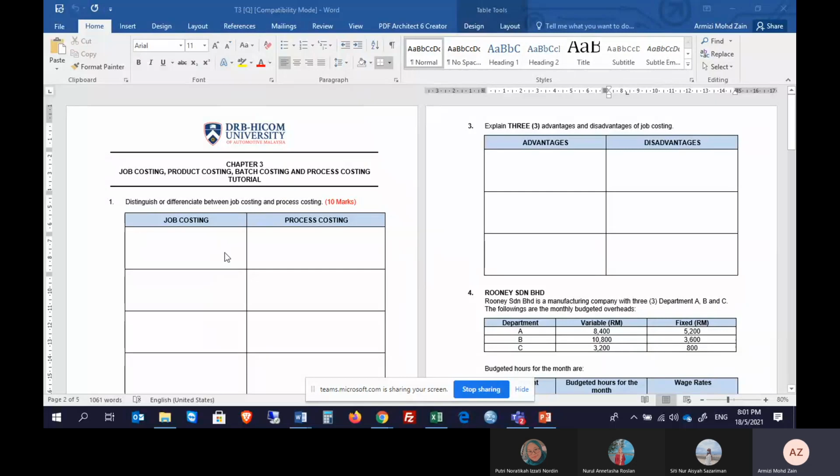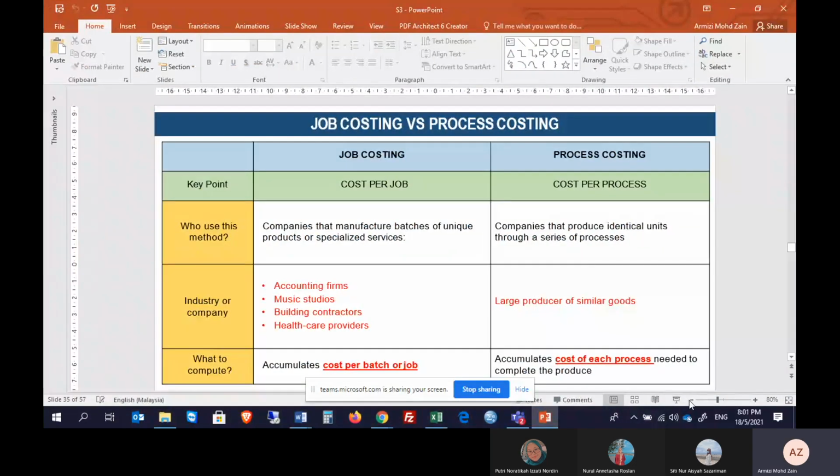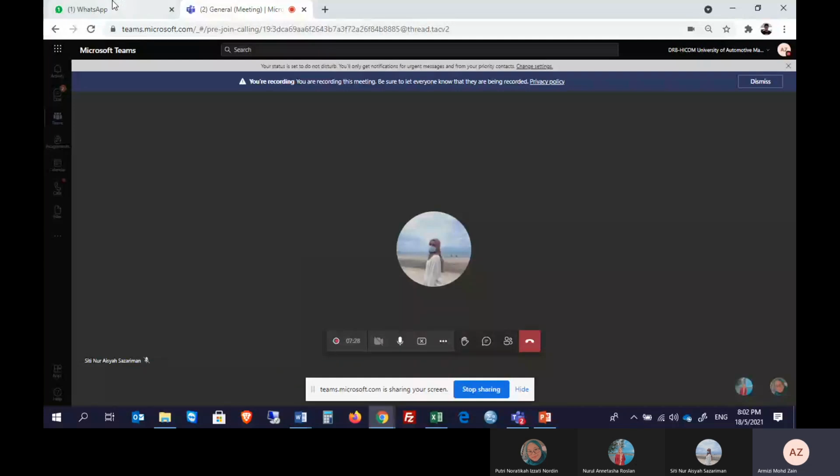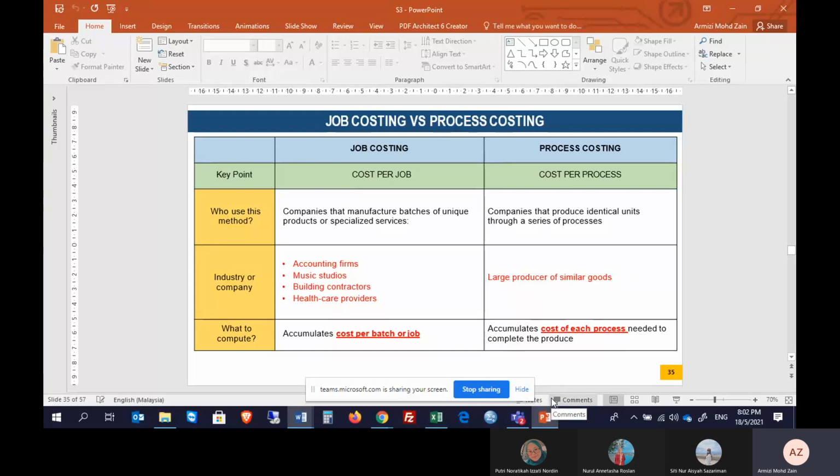Okay, let's go to this tutorial. There is theory and there is calculation. We will go through one by one. The first question is distinguish or differentiate between job costing and process costing. What are the differences between job costing and process costing? These are some differences of job costing versus process costing.